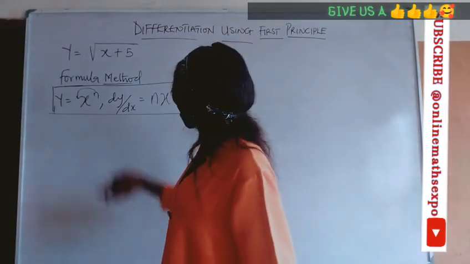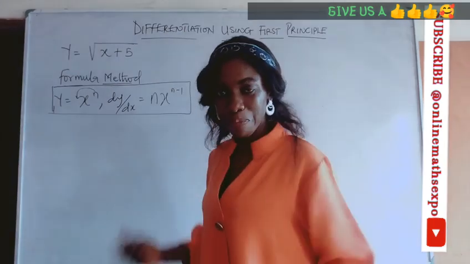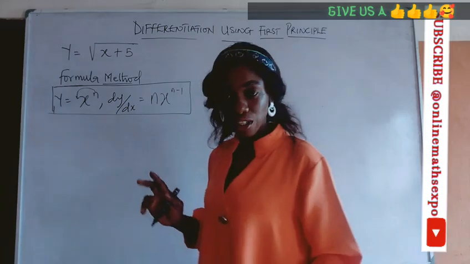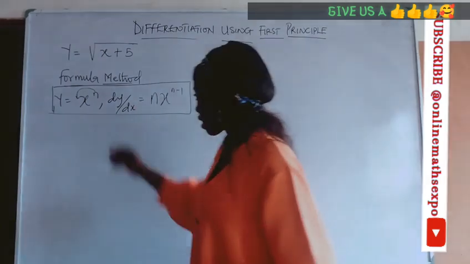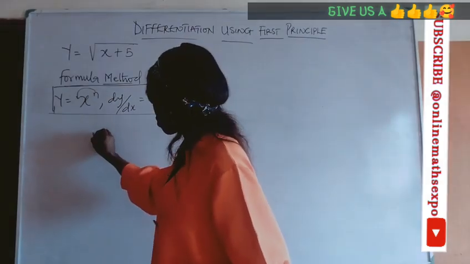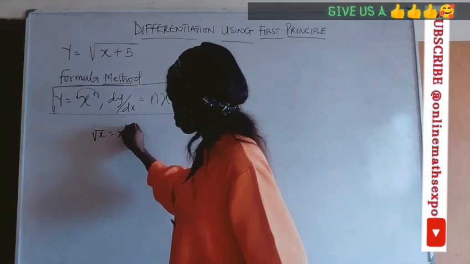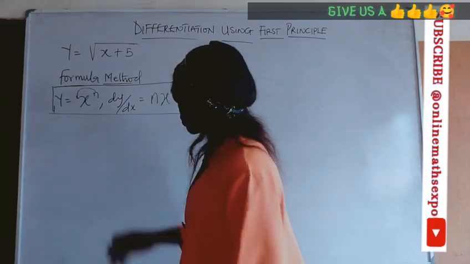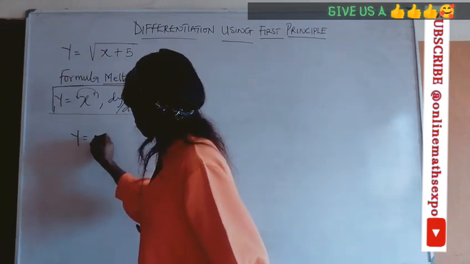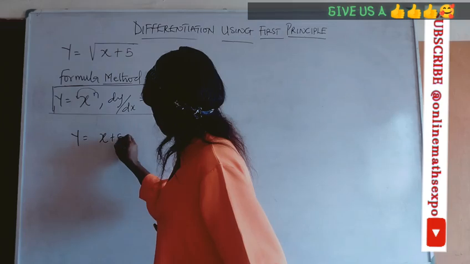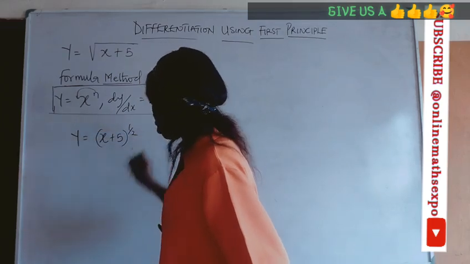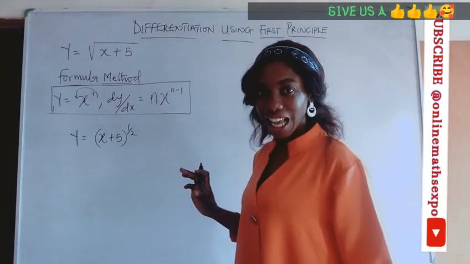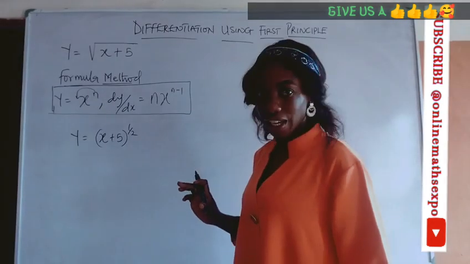You may ask, but this one is radical, it's not a power. Don't worry. We can express a radical sign as an index. So remember, for your indices, the root of x is the same as x to the power of half. I hope you know that. So for this question, y is equal to x plus 5 all to the power of 1 over 2. So we can now apply the rule.